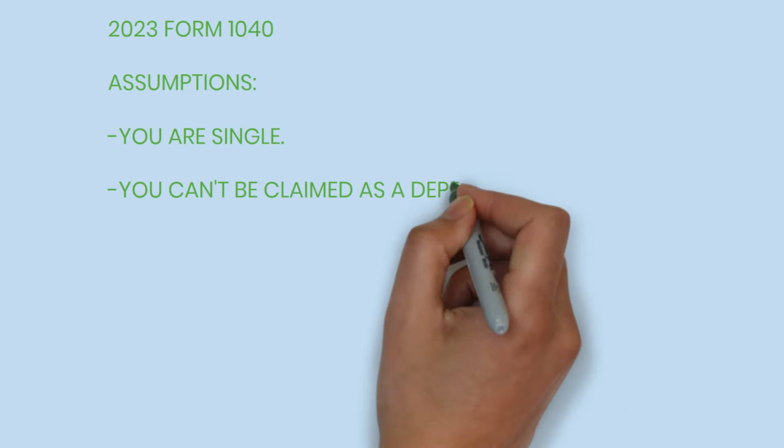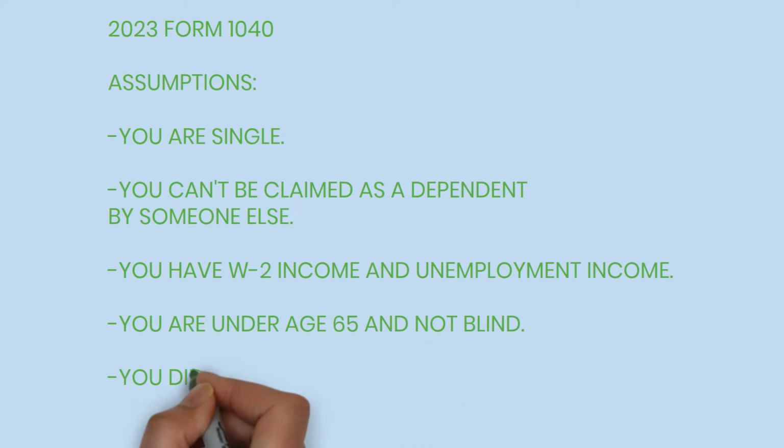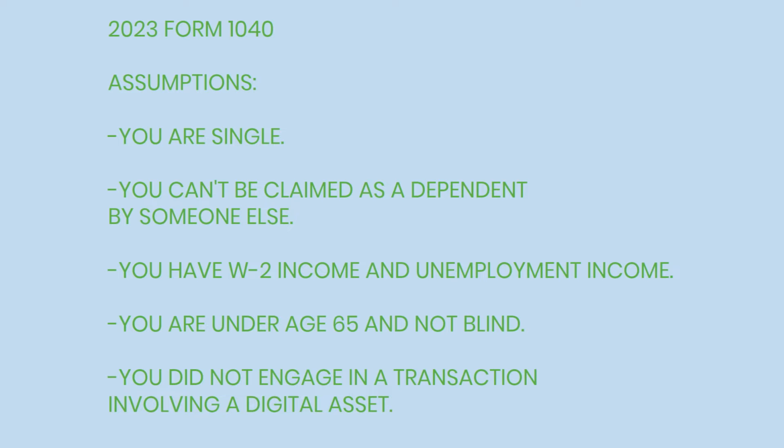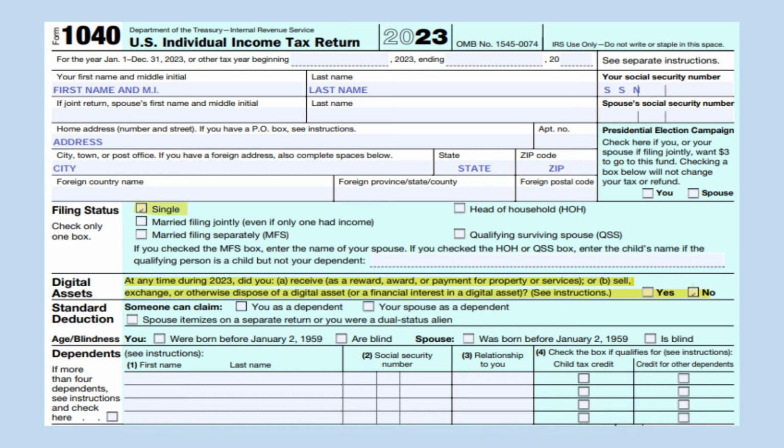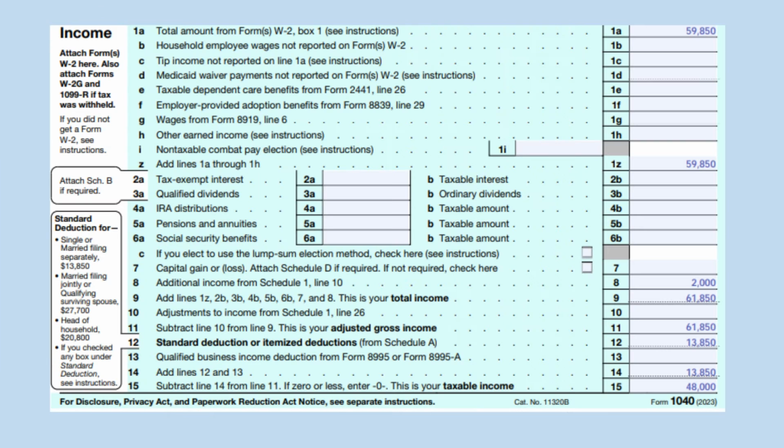In the scenario of this video, you are single with unemployment income and W-2 income. At the top of the Form 1040, put your first name, middle initial, last name, social security number, address. Check the single box in the filing status section and answer the question regarding digital assets.